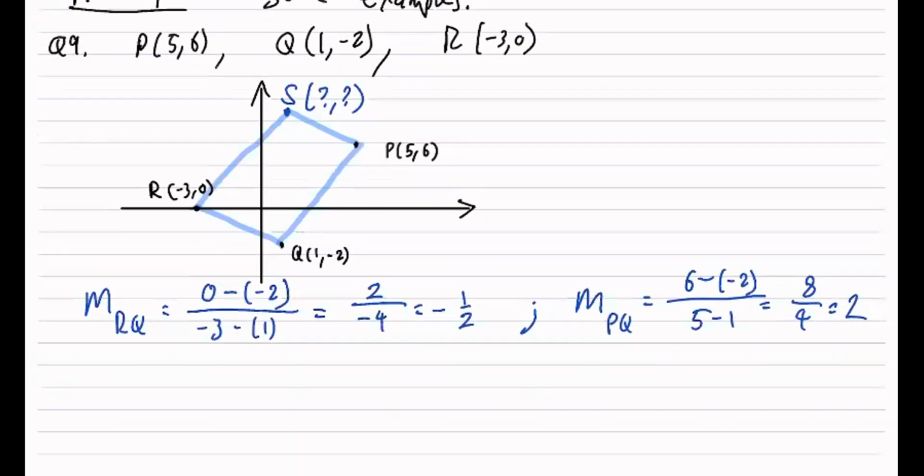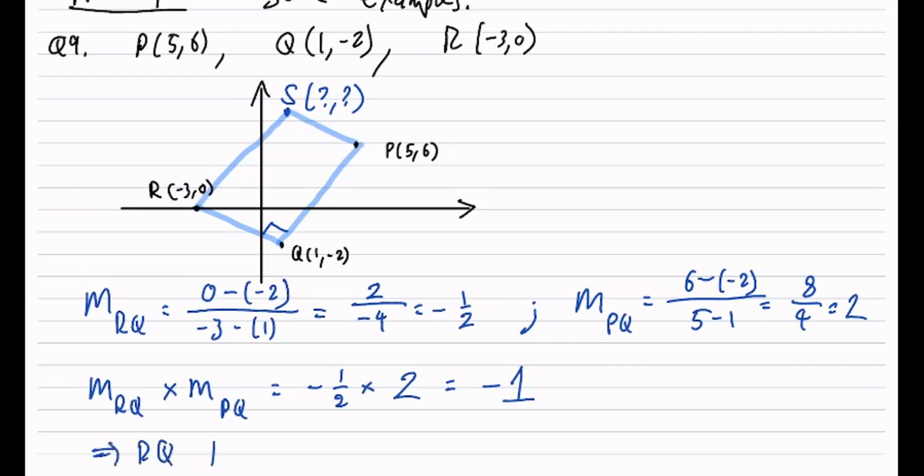Then how do you show that they are 90 degrees? You take the gradient, you multiply by the gradient again. Then you get what? -½ times +2, which will give you -1. Then from there, you conclude, therefore, RQ perpendicular PQ. Now remember the negative reciprocal idea? Or you can also go one more step. MRQ equals -1 over MPQ. So you have the negative reciprocal. So confirm they must be perpendicular. Okay? That's the first part.